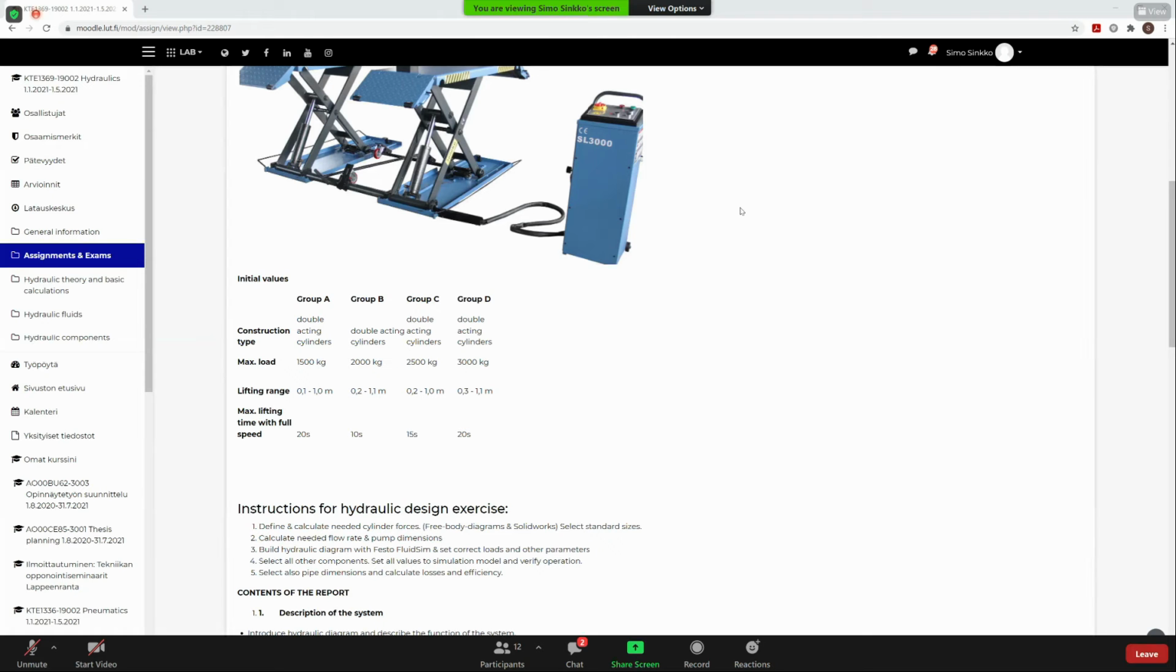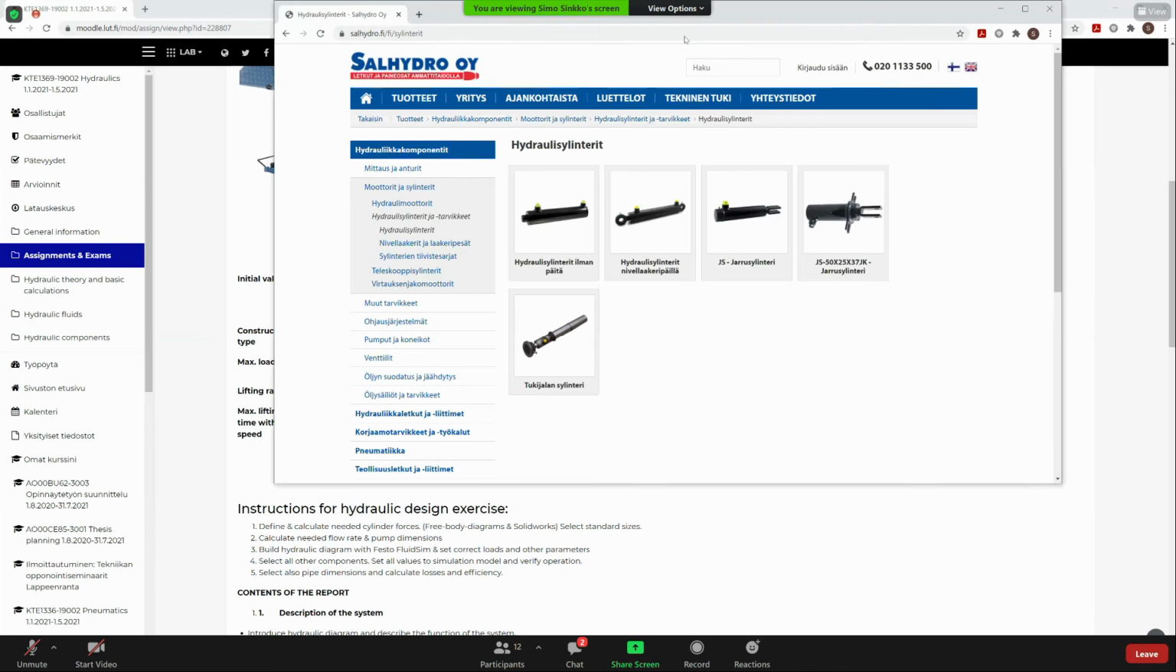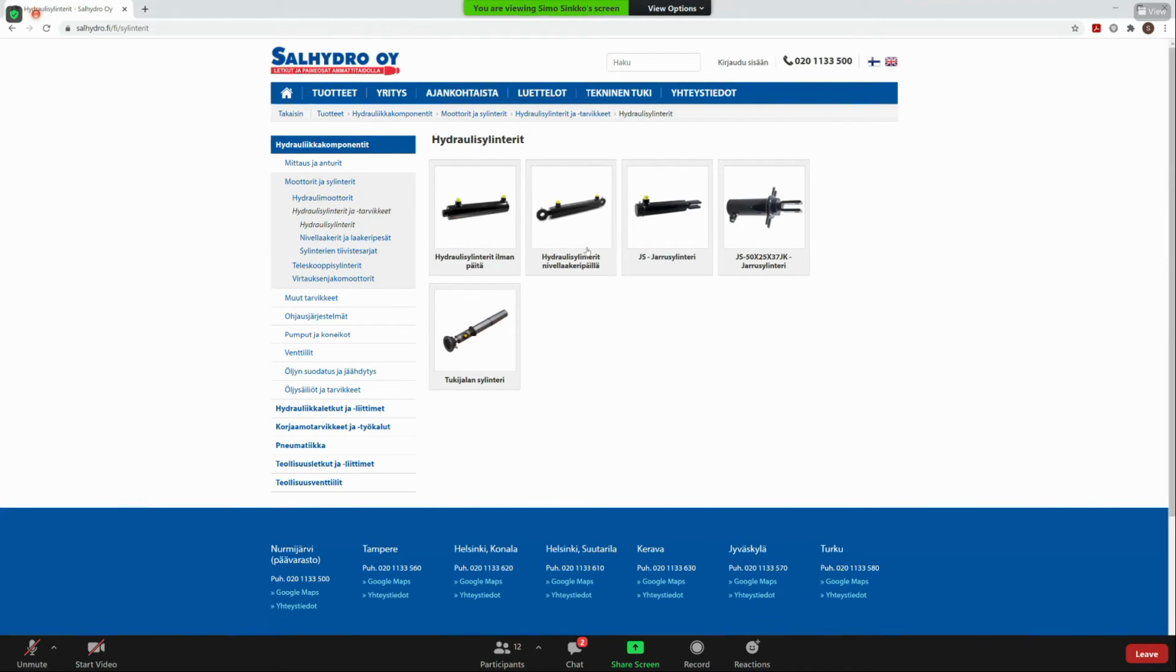So, like I told, you need to select a hydraulic cylinder, like all other components, and there are very many different companies that are manufacturing hydraulic cylinders. I'm now going to show you one. This is definitely not the only one, but I just use this as an example. And you need to have such a hydraulic cylinder that has these rotational joints in both ends.